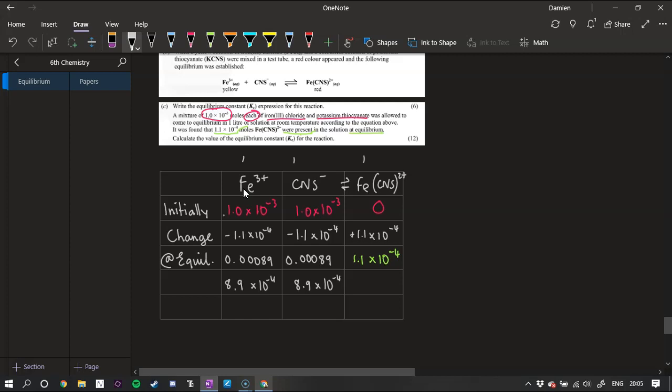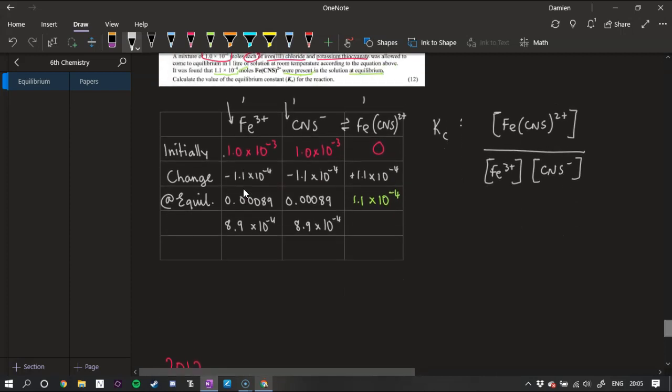And then what you've got to do is work out Kc. So Kc for this reaction is going to be the concentration of the FeCNS 2 plus ions. Again, this may have caused students confusion. There's no power here, and just because there's ions in it makes no difference. The notation is still the same. And then we've got Fe3 plus ions here. Again, we have no value in front of these, so we don't have any powers. And we've got a CNS negative there.